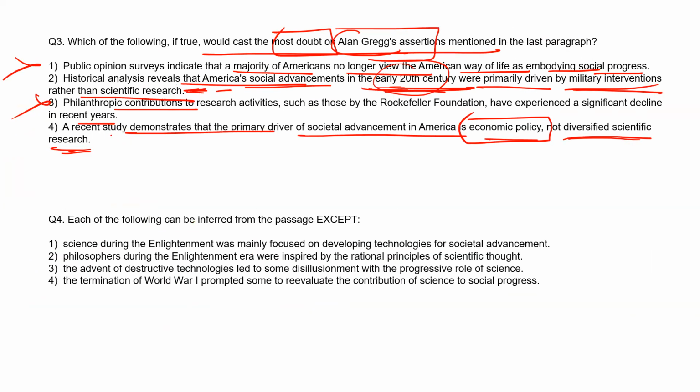So the second says, fourth says, recent history demonstrates that the primary driver of society is economic. Now recent कब की recent है ये? Okay, now see, I had a doubt, or I had an issue with this option also, that social advancement is early 20th century. 1944 is not early 20th century. Okay, whereas here he says recent studies. Now, how recent is it?